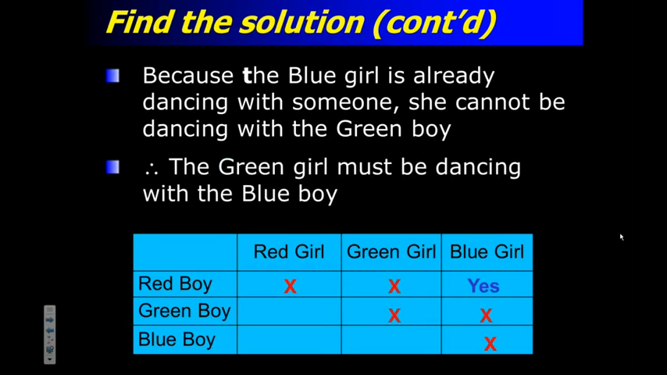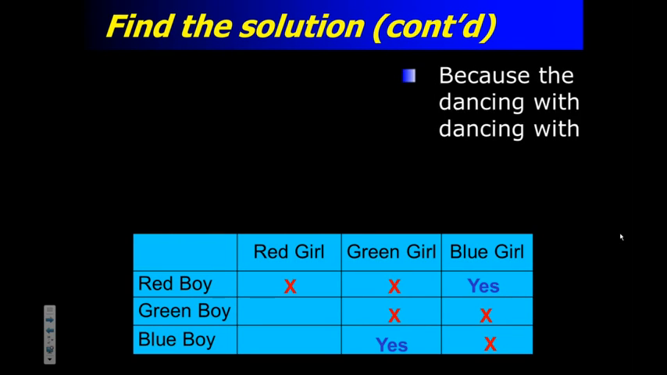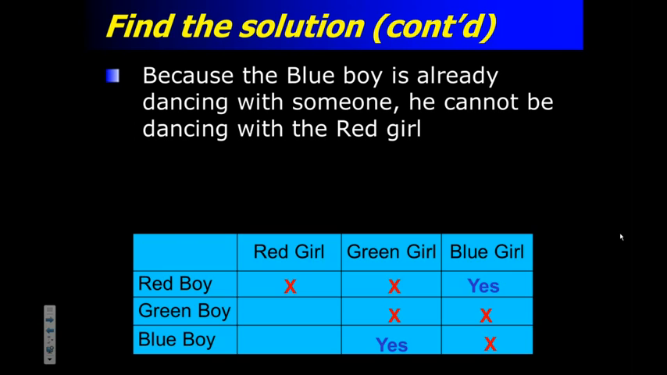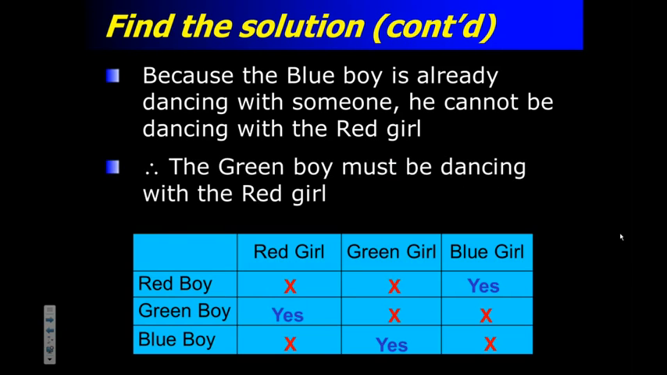Now I know green girl here has two X's. Green girl must be dancing with blue boy. There's nobody left. And now the rest of the chart starts falling into place. Blue boy is dancing with somebody, so he can't be dancing with red girl. And the final answer comes out. Green boy must be dancing with red girl.